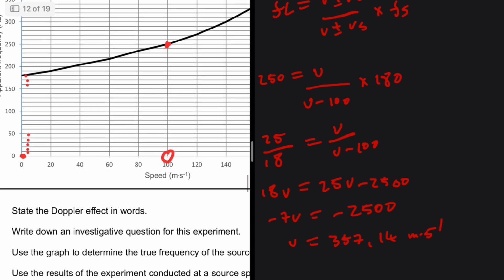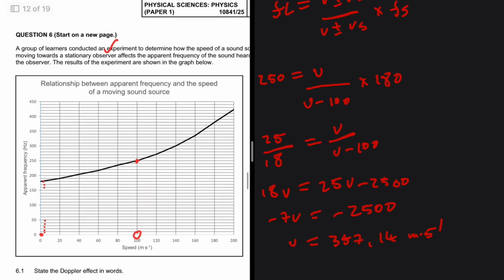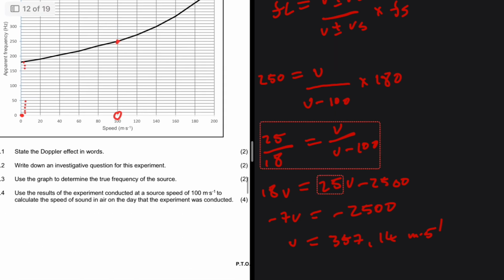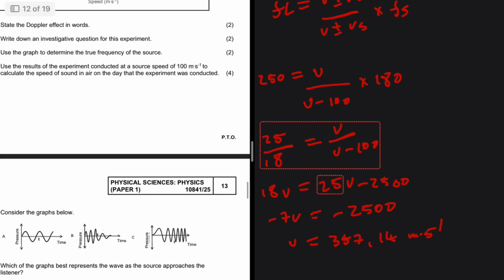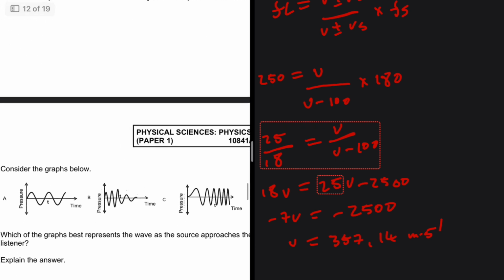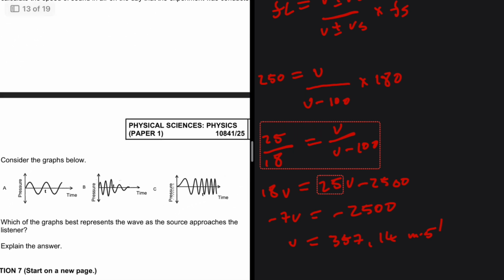That is the speed of sound in air on the day, right? That is 6.4, right? Yes, and then 6.5. Consider the graphs below, A, B, and C. Which of the graphs best represents the wave as the sound source approaches the listener? So which answer did you go with here? A, B, or C? Let me know in the comments.